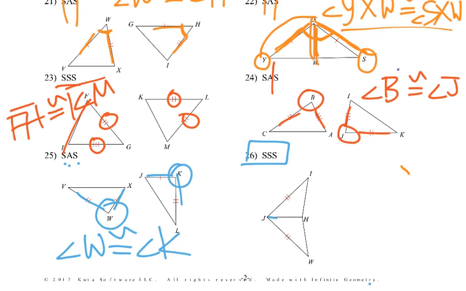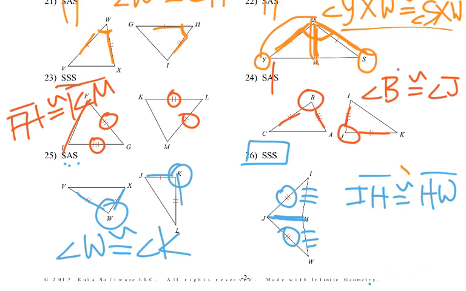Side, side, side. We share a side, so that doesn't count. We got the other side, so it has to be that third side, AH to HW. Alright, there we go, guys.